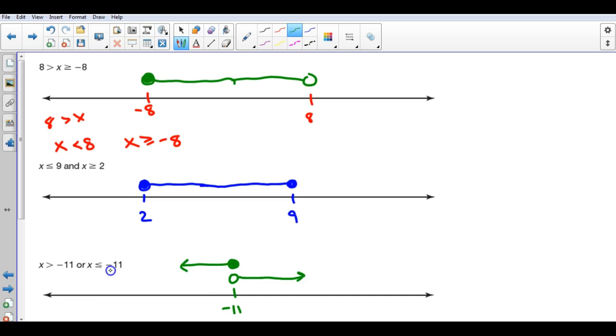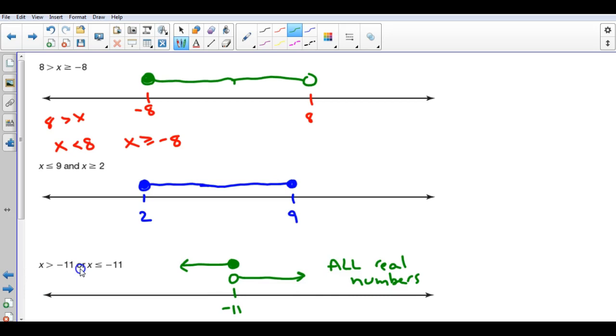So like, would negative 15 work? Well, negative 15 is less than or equal to negative 11, so that works. What about 10? Well, 10 is greater than negative 11. So either one of those works. So when you really think about it, all real numbers are going to work here. So your solution is that really every real number is going to work as a solution.